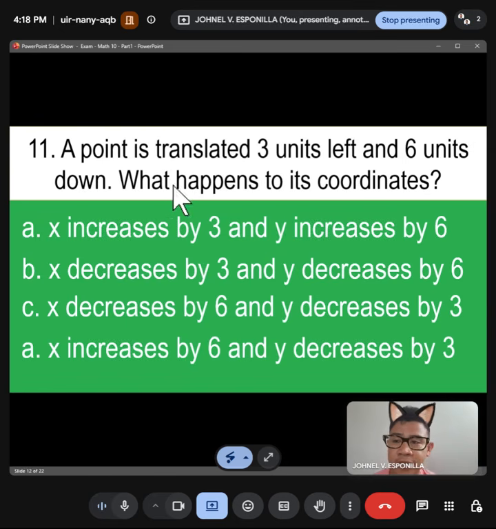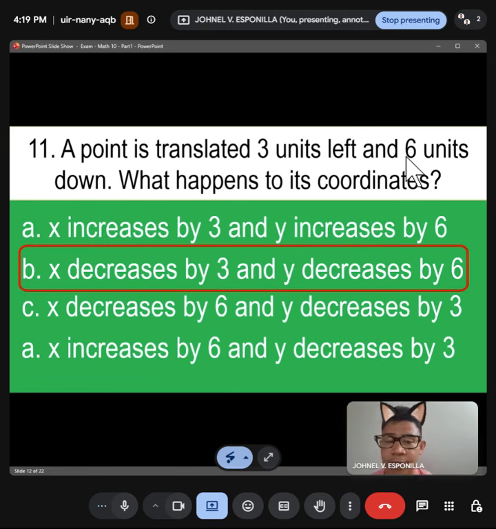While sa 6 units down naman, down and up is for y, right? For y. 3 units left rather is for x. So your x decreases by 3. So it's between B and C. While 6 units down, that is for y. So y decreases 6 units. So again, 3 units, si x nag-decrease, then 6 units, si y nag-decrease. That is letter B. Negative, negative.